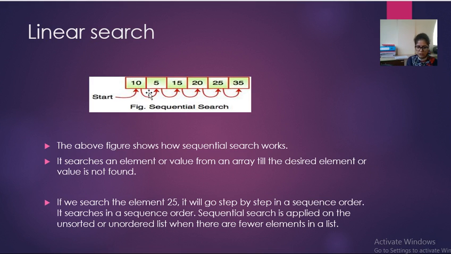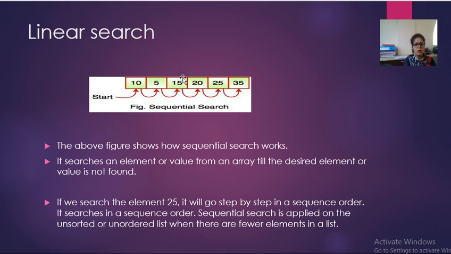After comparing with the first element, you have to move to the second element. So this is the second element. Now again you have to repeat the process. You have to compare 25 with 5, item not found. So you have to move to the next step. You have to repeat the process till the end of the list or until you find the given item.